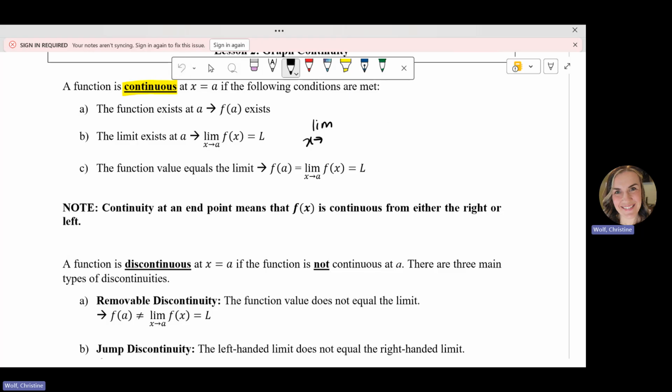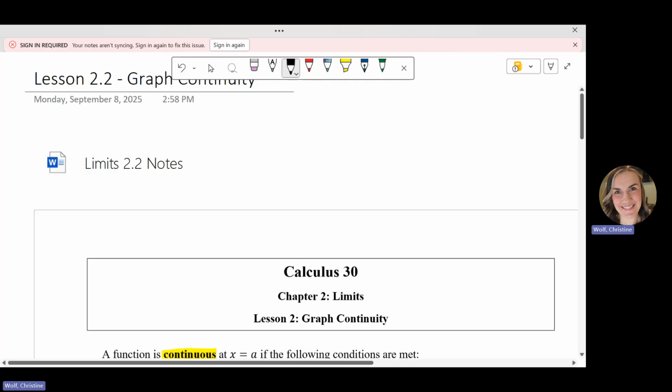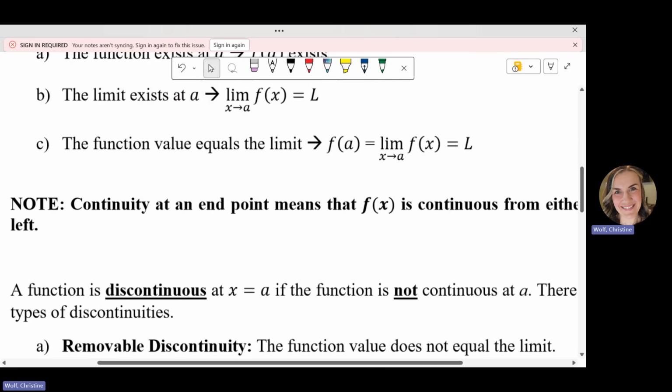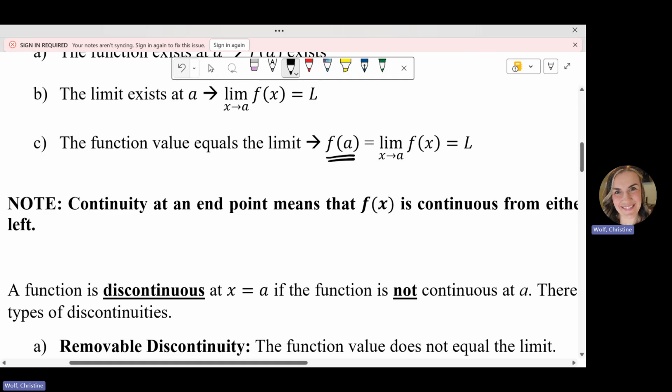And the third and final condition is that these two are equal. Okay, so that's what I've written for you right here. That this point, that random a value I give you, first of all, it has to exist. We have to be able to find a y value at that point, and it has to be the same answer as the limit. Okay, so don't worry, we're going to go through a whole bunch of examples.